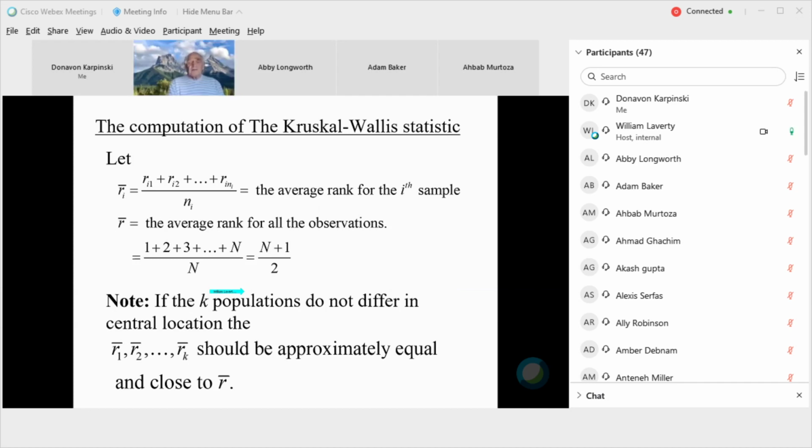Then we compute the average rank for each sample. If there's no difference between the samples, the average rank should be approximately the same and approximately equal to the average rank for all the observations. For all the observations, the rank goes from 1 up to N. The average of that is (N plus 1) over 2. If the K populations do not differ in central location, the average ranks should all be approximately equal to and close to R bar.